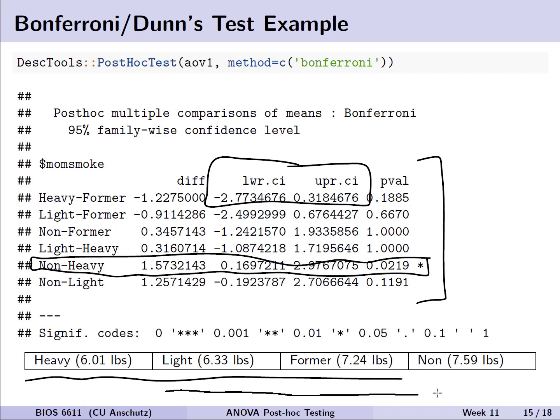Conversely, we have this line we can draw here between light, former, and never smokers or non-smokers because there are no significant differences there. However, again, never and heavy smokers are statistically different according to this Bonferroni or Dunn's test post-hoc approach. We can note again as well that we have the slight difference here from before, where we had three lines or more differences when we didn't correct for multiple comparisons.